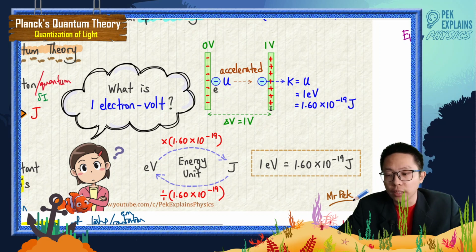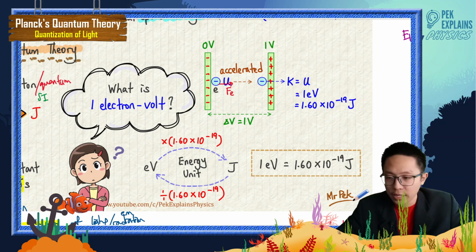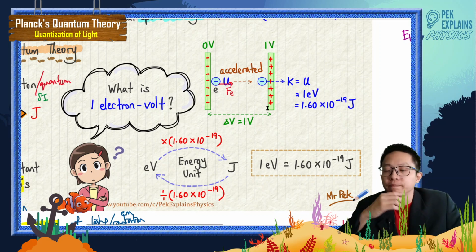So if the potential difference, or voltage, between the two plates is 1 volt, that means the negative terminal is 0 volt and the positive terminal is 1 volt. This is the one electron charge. So we know that the electron will be attracted to the positive plate by the electrostatic force, isn't it?